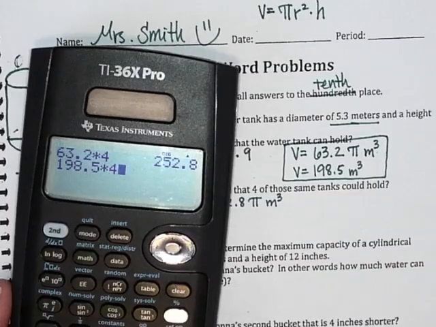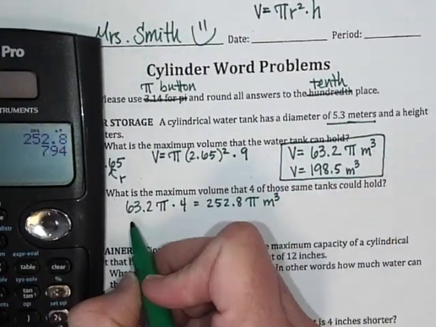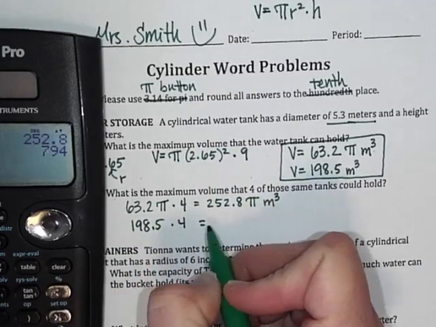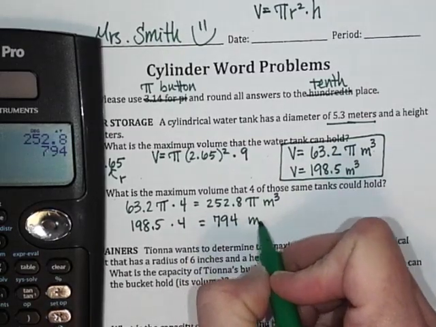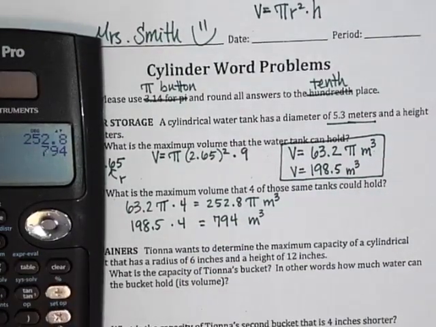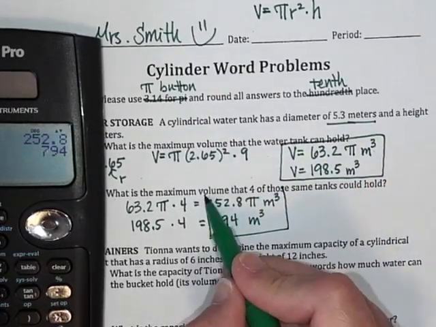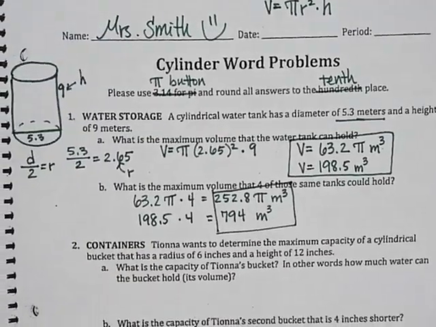198.5 times 4 different containers, and we get, let me write that out, 198.5 times 4, and then we get 794 meters cubed. All right, those are your answers. Good work. Okay, let's look at the other problems.